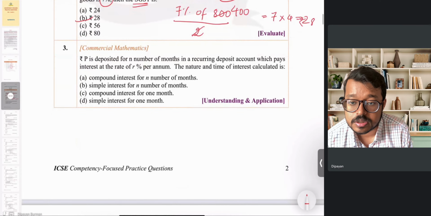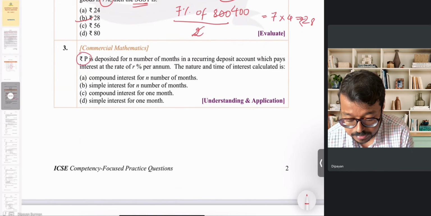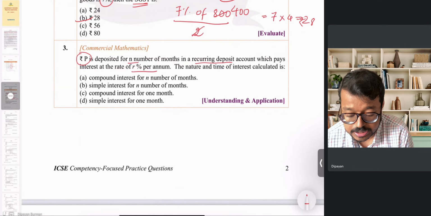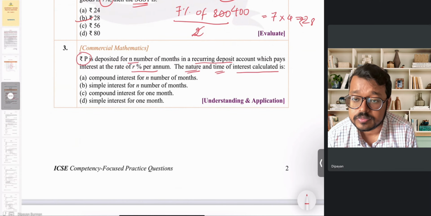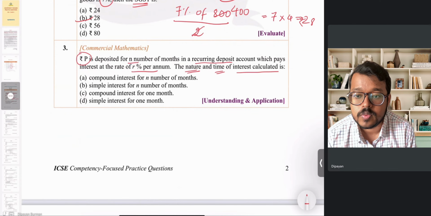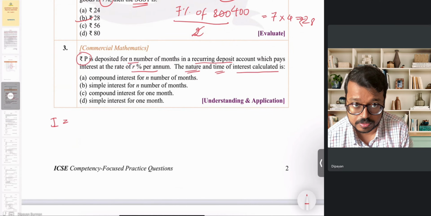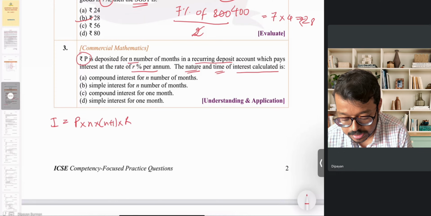Next question is about banking. P rupees is deposited for n number of months in a recurring deposit account which pays interest at the rate of R% per annum. The nature and time of interest calculated is which of the following? So we generally know that the interest for a recurring deposit account, the formula is P into n plus 1 into R by 2 into 12 into 100.